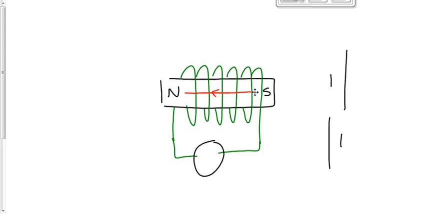That means the electric current is down in the front, up in the back. Down in the front, up in the back. The electric current ends up going this way, which means my battery is going to look like this. How many people got that? Good.